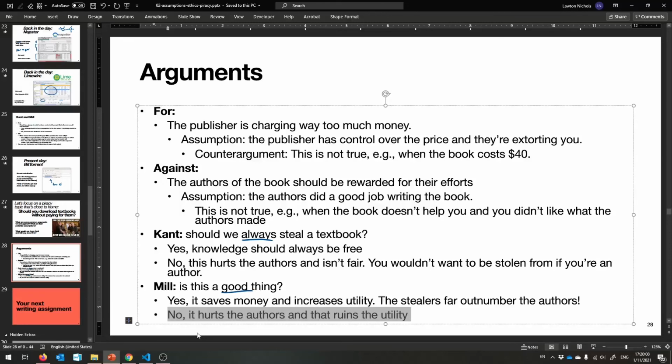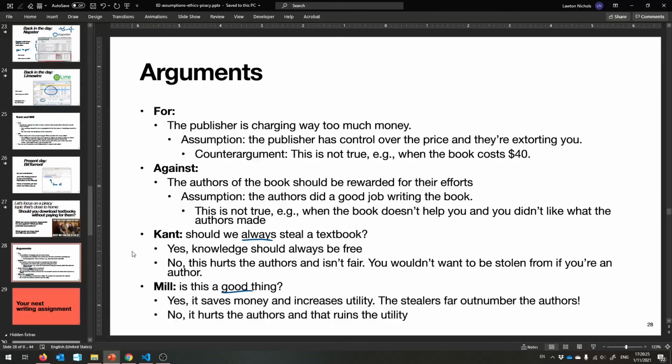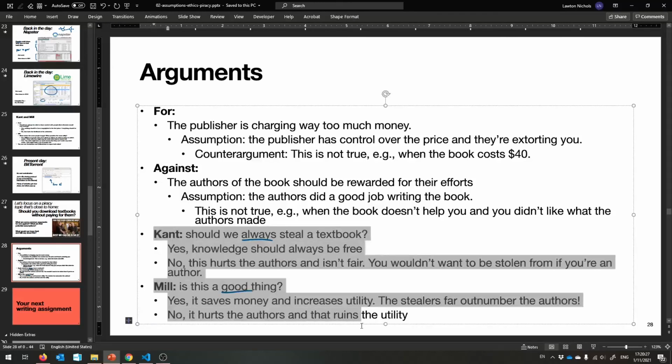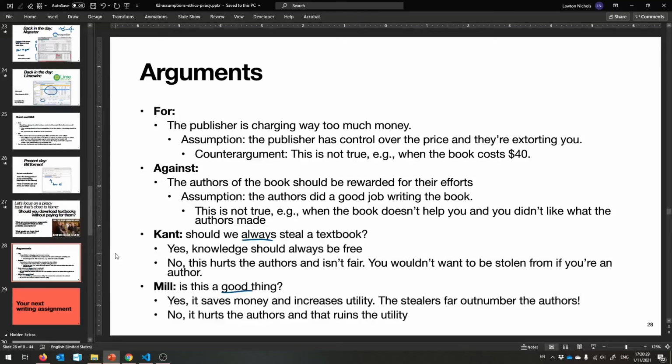utility, because maybe the authors won't write any more books. Maybe the book was really a good one, and we wanted the authors to keep writing, and they needed to be rewarded and paid for that in order to actually write well. Otherwise, they have to go get a day job or something. Okay, so those are arguments for and against, from Kant and Mill, perhaps.